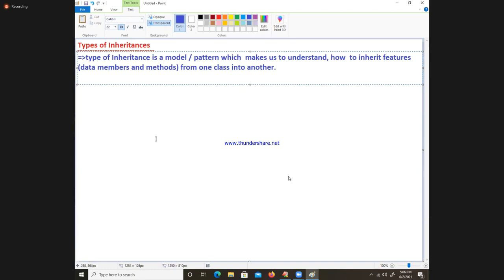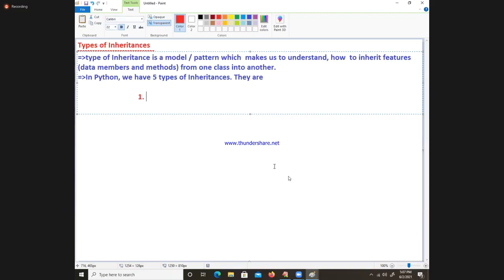That model of inheritance is called what? Type of inheritance. In Python, we have 5 types of inheritances. They are, I will write one by one. Please look into that. Number 1? Single inheritance.